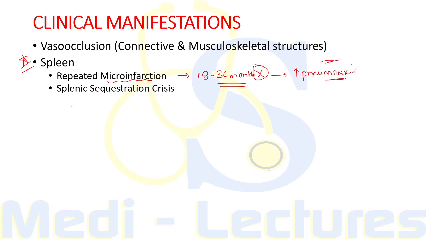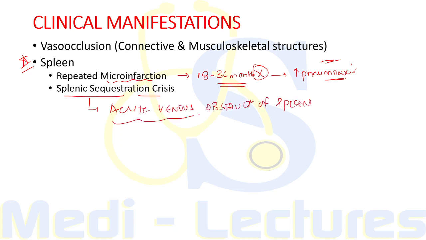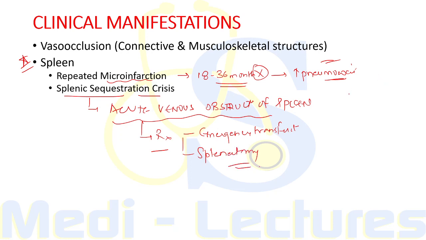Another thing is splenic sequestration crisis. This is a rare phenomenon. In this, there is acute venous obstruction of the spleen. So this leads to trapping of entire arterial output in the obstructed spleen, and for treatment we will require emergency transfusion, and if it is not controlled then we will require splenectomy. So spleen is a very important organ and it is most commonly involved in sickle cell disease.